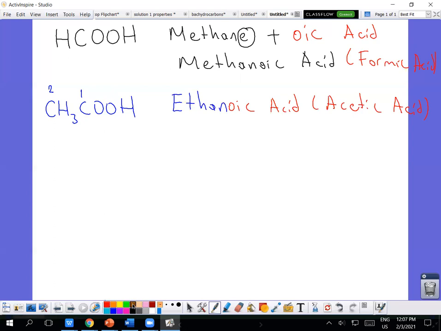Okay, let's write one more example here. C2H5COOH. How many carbon atoms here? 1, 2, and 3. And it's propane, and with the suffix instead of -e, propanoic acid.